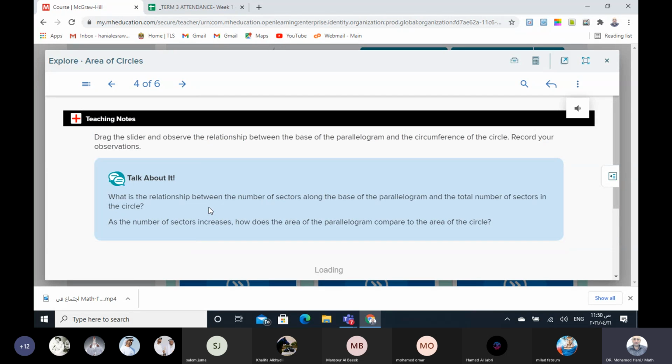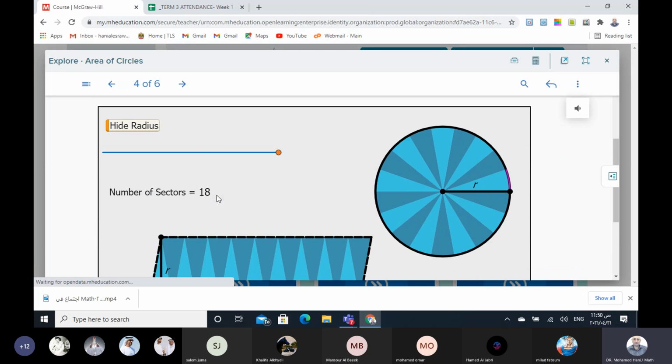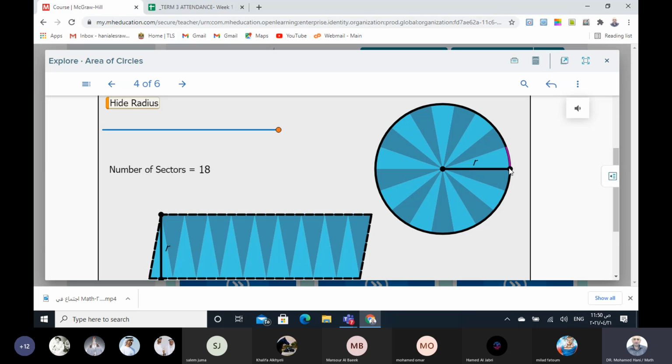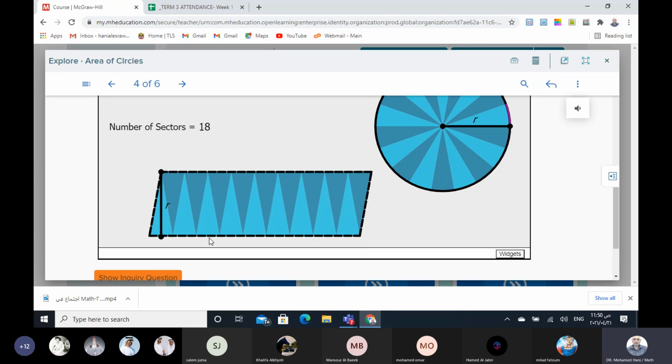Drag the slider and observe the relationship between the base of the parallelogram and the circumference of the circle. Record your observation. If I start from this point and do the whole turn to get to the same point, I have what? The circumference of the circle. The circumference of the circle equals what? It equals the base and the top of the parallelogram. This side and this side.